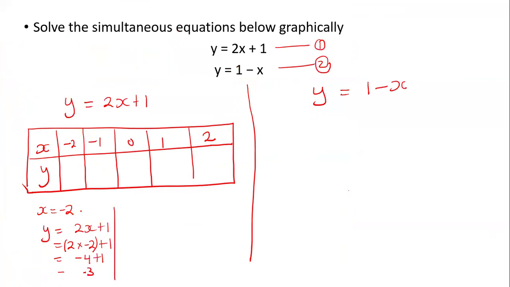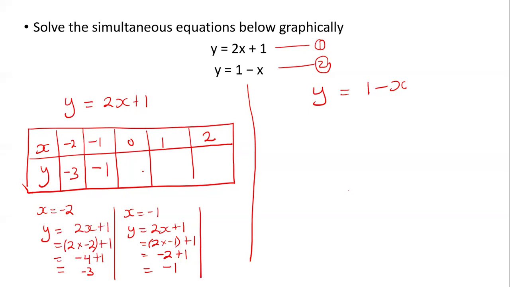After putting x is equal to negative 2, I'm going to go on to the next one. Under here, I'll put negative 3. Then when x is equal to negative 1, I go back to my equation, y is equal to 2x plus 1. Where there is x, I put negative 1. So I'll have 2 times negative 1 plus 1. 2 times negative 1 is negative 2 plus 1, and it will give me a negative 1. So here I'll put that my answer is negative 1.